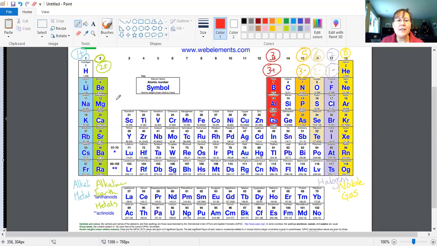All right, so that gives you a little bit of a crash course in what we're working on here. One of the things in the slides is a slide that shows metals versus non-metals, and that will be helpful as well.